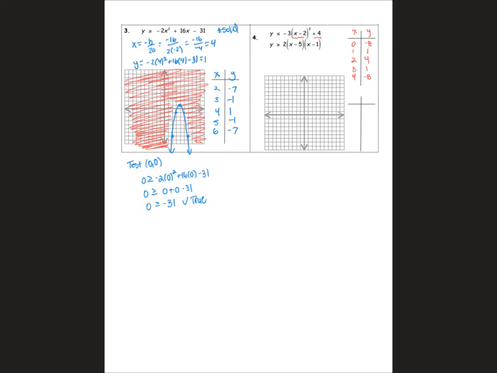So let's go ahead and plot those points. 0, negative 8, 1, 2, 3, 4, 5, 6, 7, 8. 1, 1, 2, 4, 3, 1, 4, negative 8. And should this be a dotted or solid boundary? It is less than or equal to, so it's going to be solid.